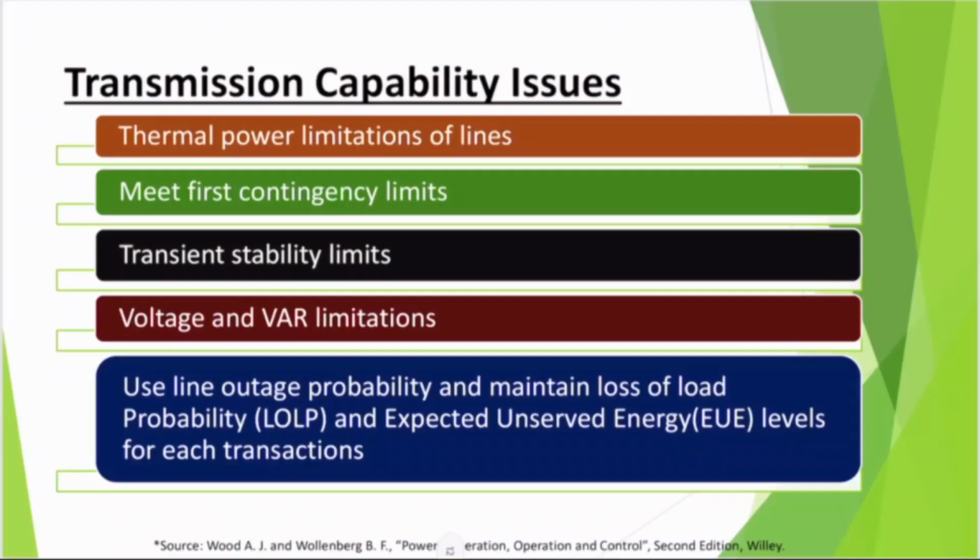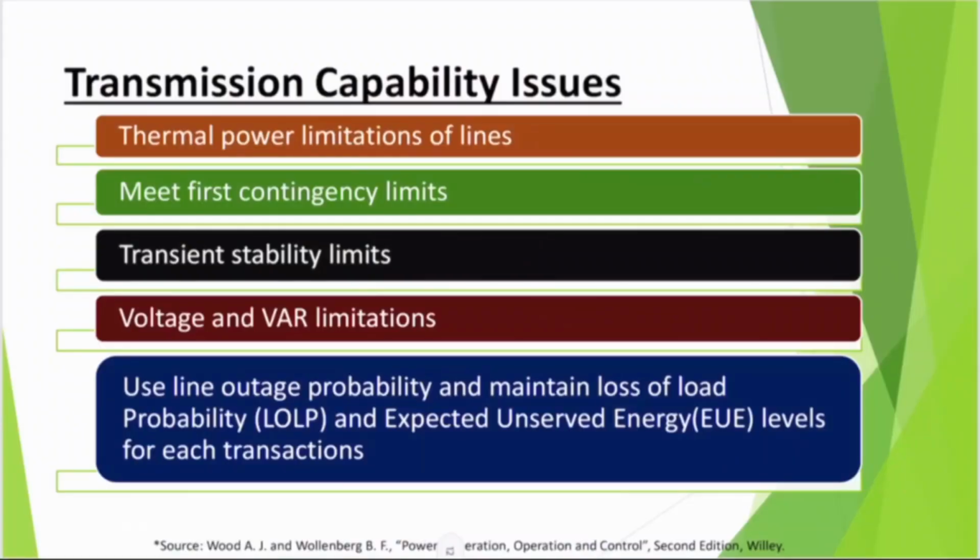And the third one, very importantly, is the transient stability limit. Transient stability does not allow you to carry a maximum amount of power, which may completely disturb the system. So that also needs to be taken care of. Then we have voltage and VAR limitations. Once you accommodate all those limitations, then my transmission capability will be properly defined once you satisfy A, B, C, D as described just now.